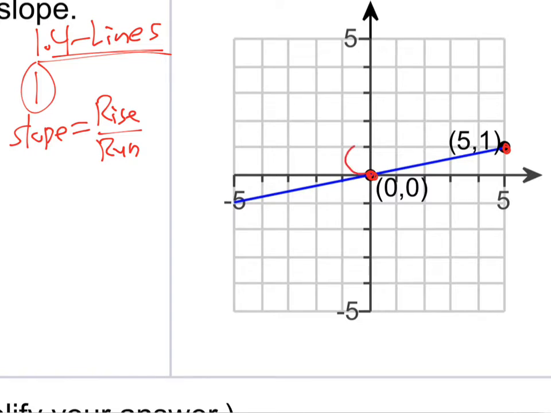It goes up 1. That's the rise. And then it goes over 1, 2, 3, 4, 5. That's the run. So the run is 5, the rise is 1. Does everybody see that? To get from the middle point to the end point, you go up 1 and over 5.